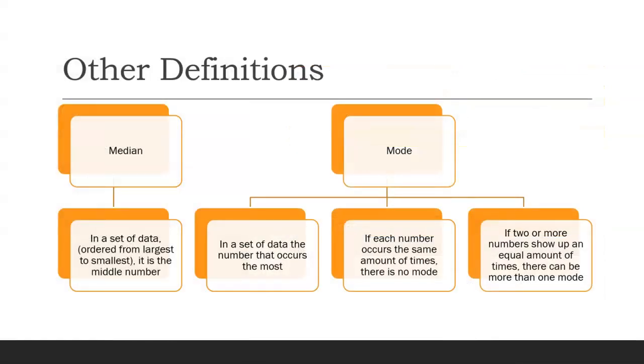Some other definitions you need to know are the median, and a median, in a set of data ordered from largest to smallest, is your middle number. Then a mode, in a set of data, is the number that occurs the most.